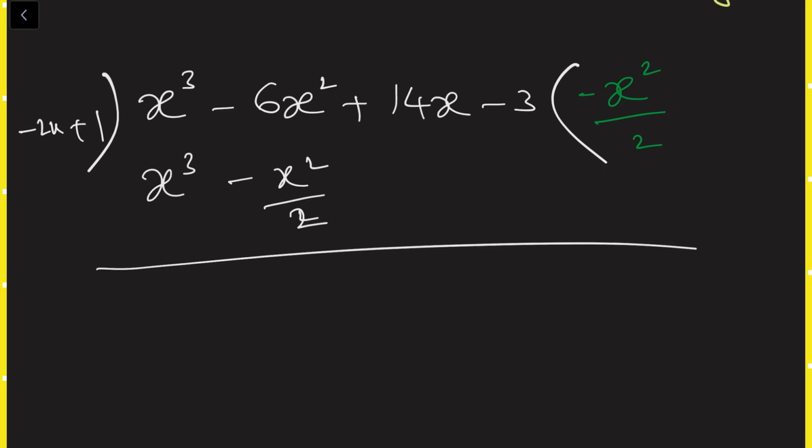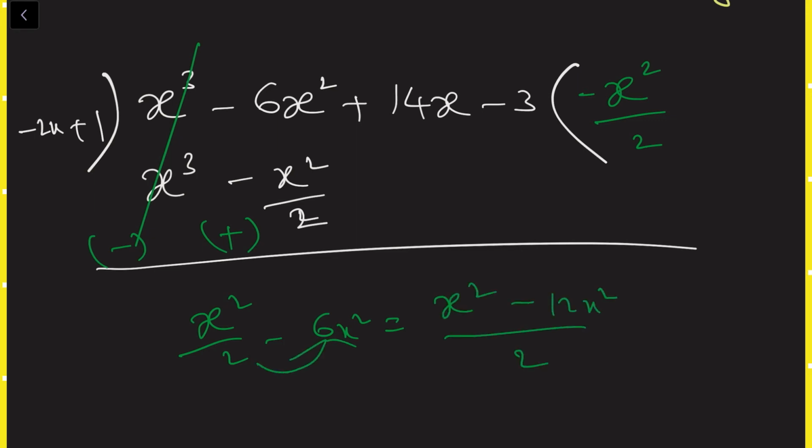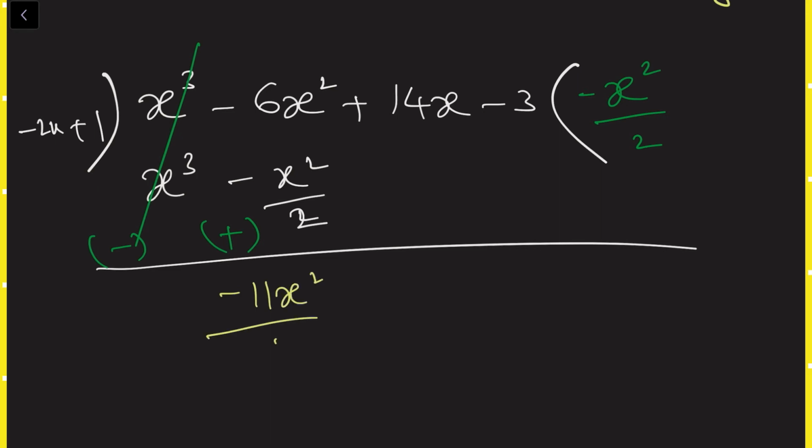We are doing subtraction, so symbols will change. Plus x cube will become minus x cube, minus x square by 2 will become plus x square by 2. These two cancel. Minus 6x square plus x square by 2, what will be the answer? X square by 2 minus 6x square, that is nothing but x square minus 12x square by 2, that is minus 11x square by 2. Bringing one more down, that is plus 14x.